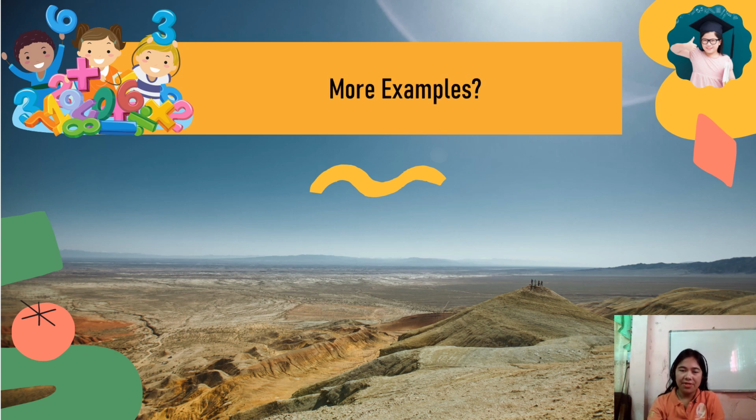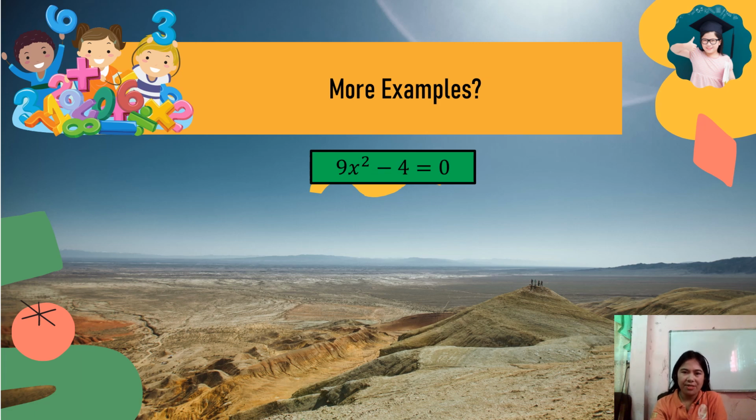Now, here is another example: 9x squared minus 4 equals 0. How do we factor it? Take note that in this problem, there's no value of b. B is equal to 0. So, if we're going to use a method here, it is easier to use extracting square root. But for the sake of showing you, class, that this problem can also be solved by factoring, let's do it. It is already in standard form.